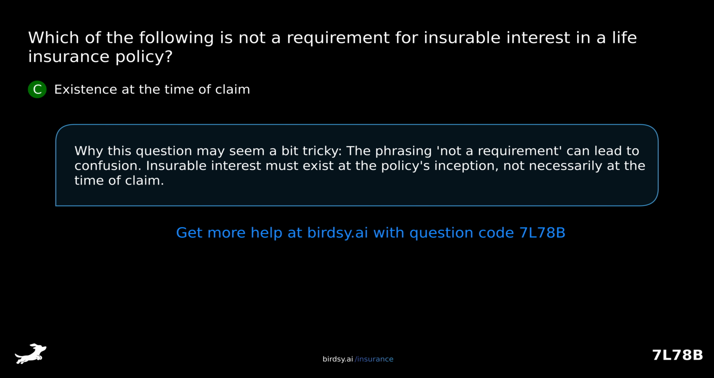Why this question may seem a bit tricky: the phrasing "not a requirement" can lead to confusion. Insurable interest must exist at the policy's inception, not necessarily at the time of claim.